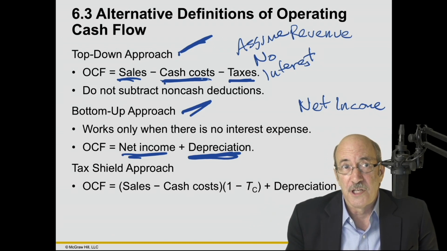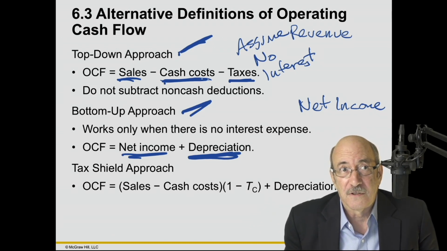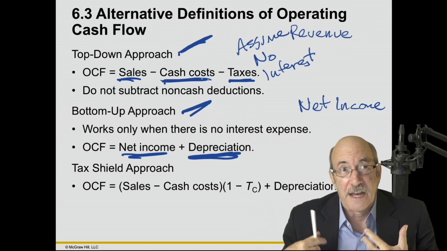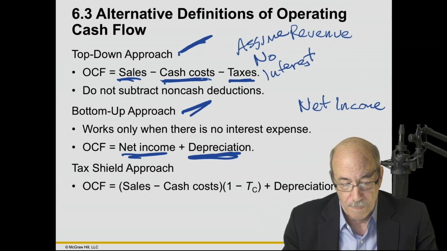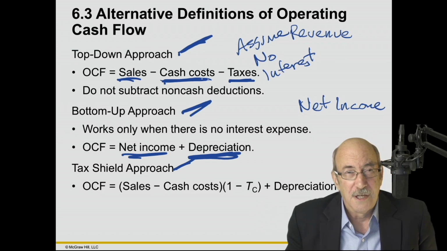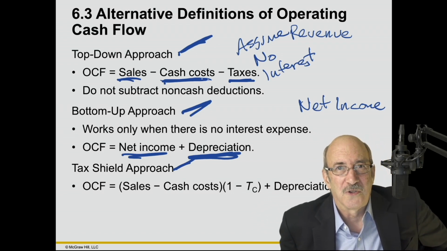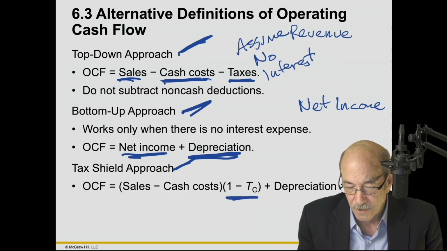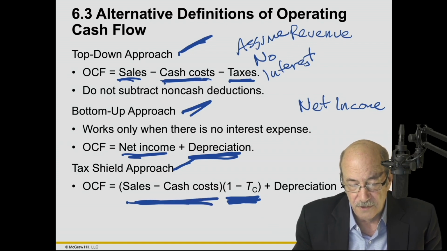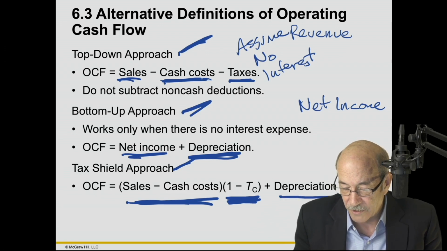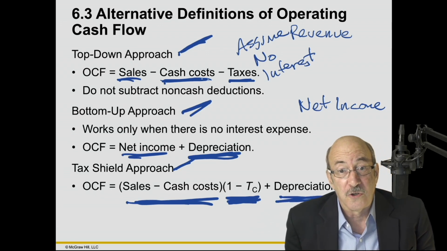Because when we do deal with the financing piece of this, that is bonds and equity, we're going to do all of that on an after-tax basis. All right. And then there's finally the tax shield approach. The tax shield approach has some interesting characteristics to it in that we're looking at 1 minus the tax rate. That's the after-tax of the sales minus the cash costs. And then we're going to add back the tax savings due to depreciation.